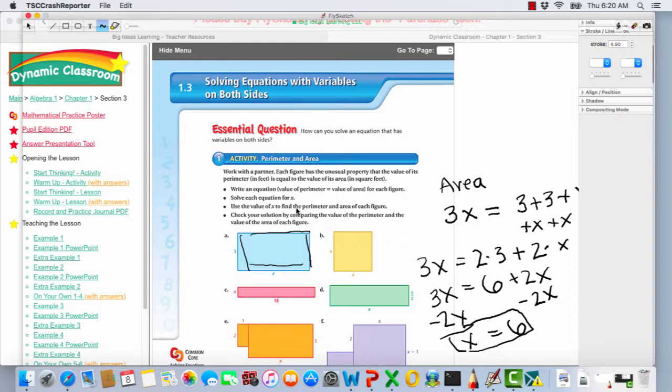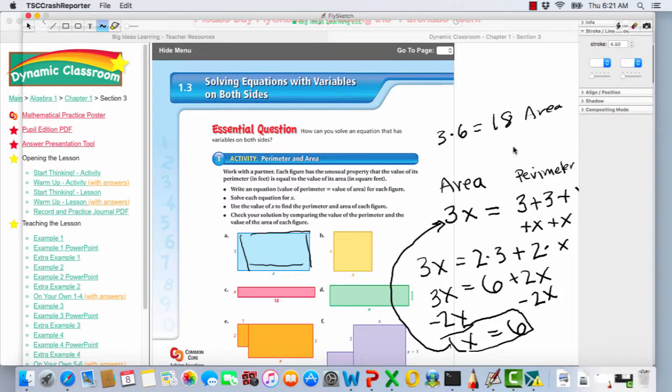They said, find the value of x to find the perimeter and area of each figure. Check your solution by comparing the value of the perimeter and the value of the area of each figure. Okay, so we still need to check our solution. So let's plug x back into our original area. Remember, this was our perimeter. So 3 times 6 is equal to 18. That's our area. Let's check our perimeter.